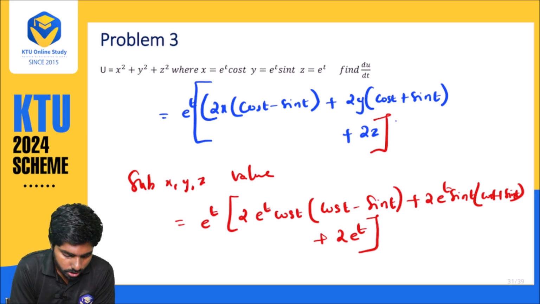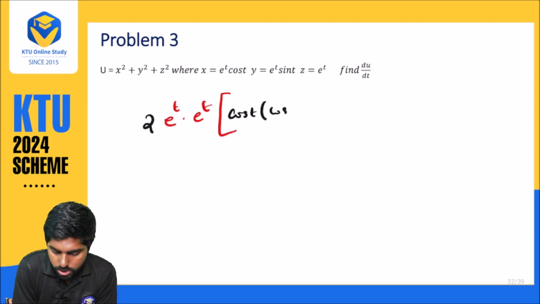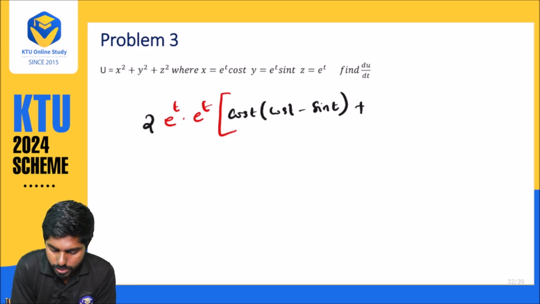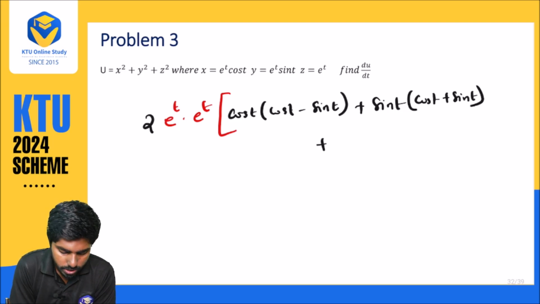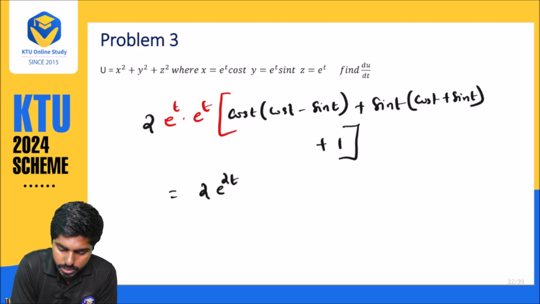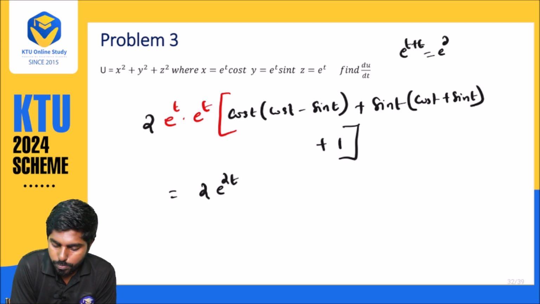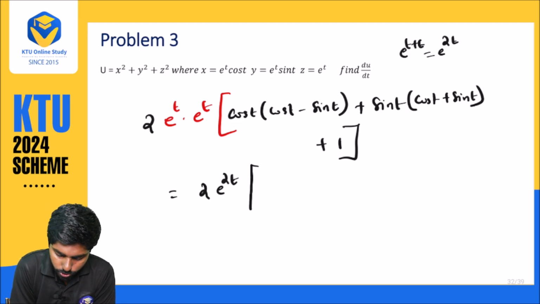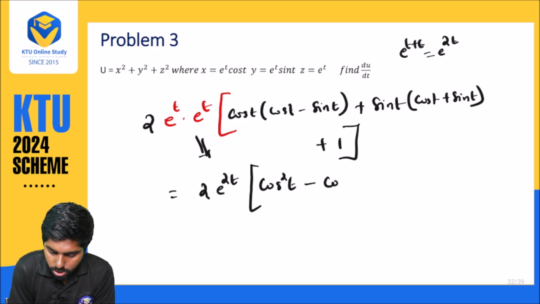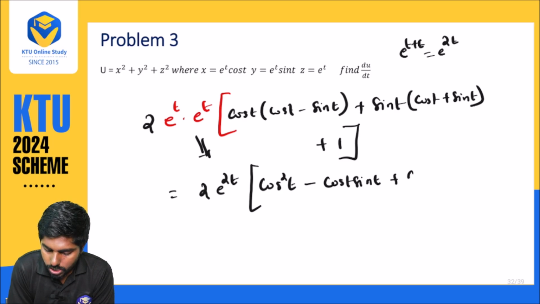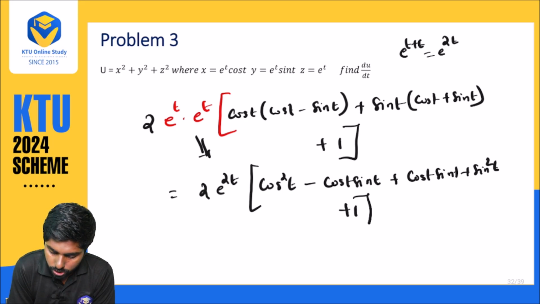Now what is left out? cos t into cos t minus sin t plus sin t into cos t plus sin t plus, what is left out? e power of t, which we have taken outside, so it will become 1. So it is nothing but 2 into e power of t plus t, that is nothing but e power of 2t. So cos square t minus cos t sin t plus cos t sin t plus sin square t plus 1. So what will happen?